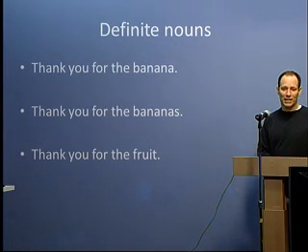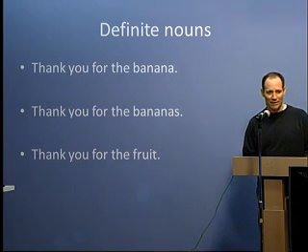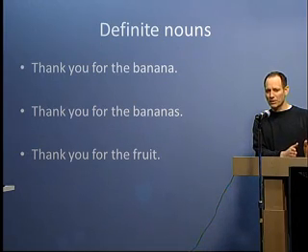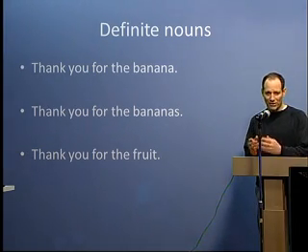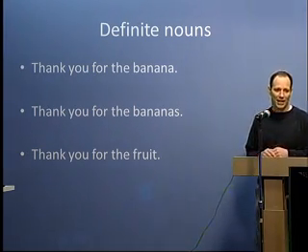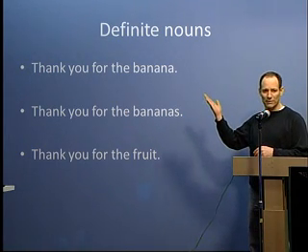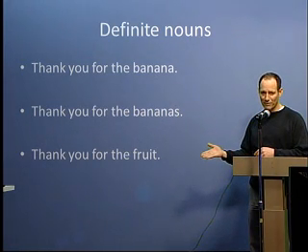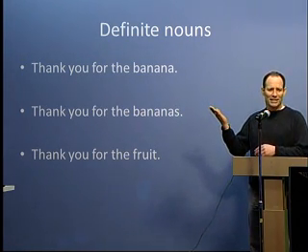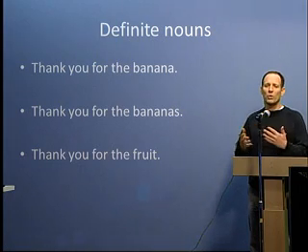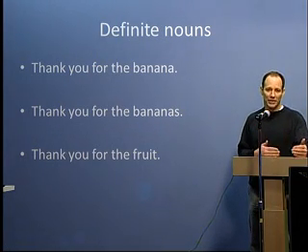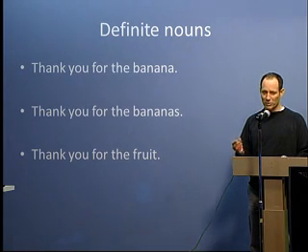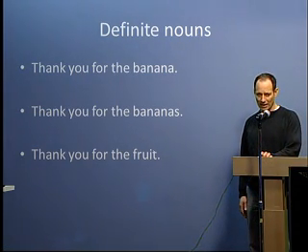All right, the third kind of noun is the definite noun. With the definite noun, remember we said that's where both the speaker and the listener are thinking about the same thing. For example, thank you for the banana. Thank you for the bananas. Thank you for the fruit. If I'm saying thank you for the banana, we both know which banana we're talking about, the one that you gave me. So to show that we both know which one, we'll say the banana.